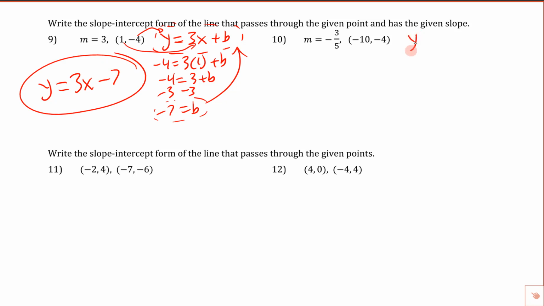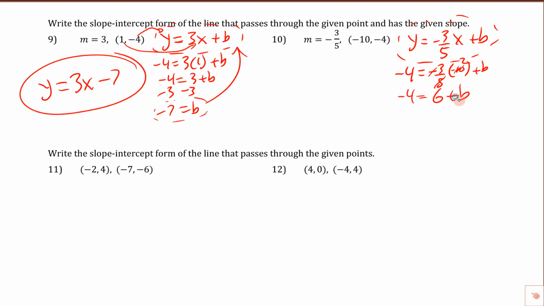Okay, this one right here, y equals, this would be negative 3/5 x plus b. Again, almost done with that one. I just need to find out what b is. So let's go ahead and plug these in. Negative 4 for y. Negative 3/5 times x, and x is negative 10 plus b. So negative 4. Negative times a negative is a positive. Whoops. And 5 goes in here twice. So this is going to be a 6 plus b. Yep. And then we're going to subtract 6, and we get negative 10 for b.